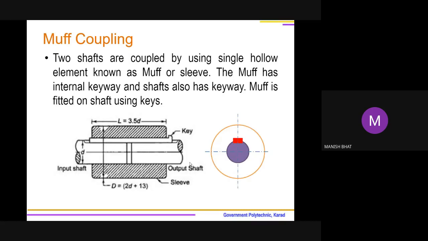Seen in this particular diagram is a rigid coupling and a very simple type of coupling, that is muff coupling. This is the muff coupling. Muff coupling is also known as sleeve coupling, muff or sleeve coupling. See, there is one shaft, input shaft, or you can say driver shaft. This is the driver shaft having diameter D. It is coupled to another shaft, output shaft, by means of some coupling. Output shaft is driven, so it is driver, it is driven.